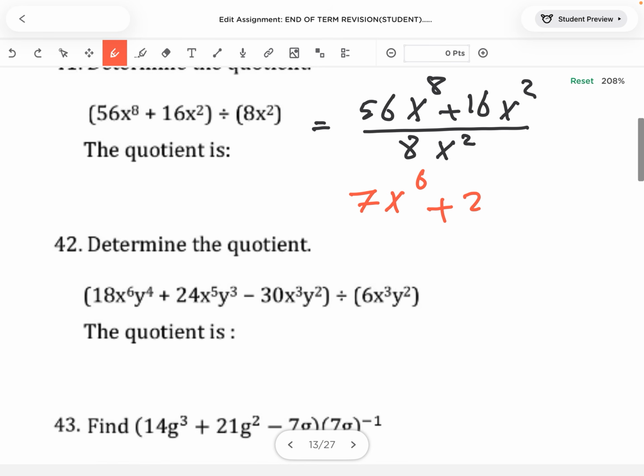I will divide straightforward. 18 divided by 6 is 3. Subtract the power of x, power 3, power of y will be power 2. Plus 24 divided by 6 is 4, x power 5 and x power 3. It will be x power 2, y cube and y squared will be only y. Minus 30 divided by 6 is 5, x cube cancel, y squared with y squared are cancelled and we are done.